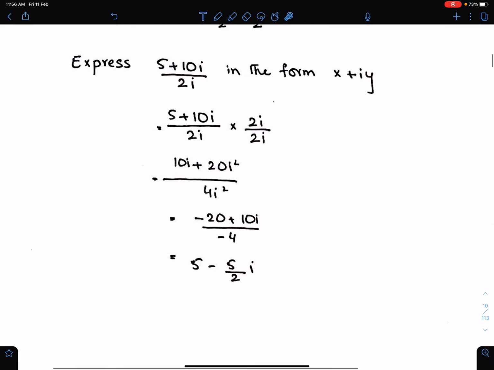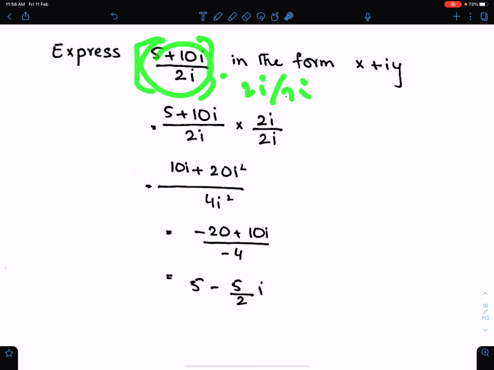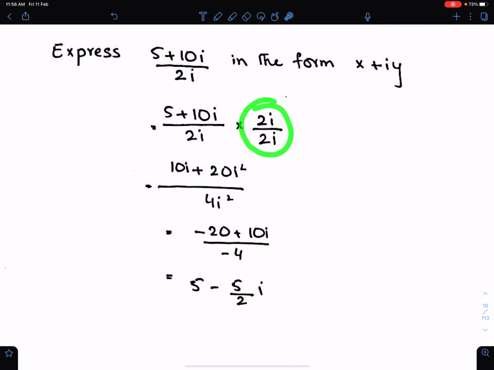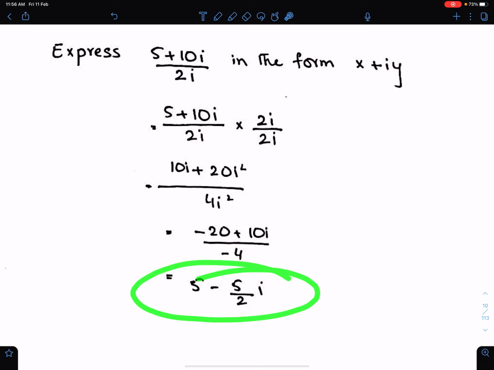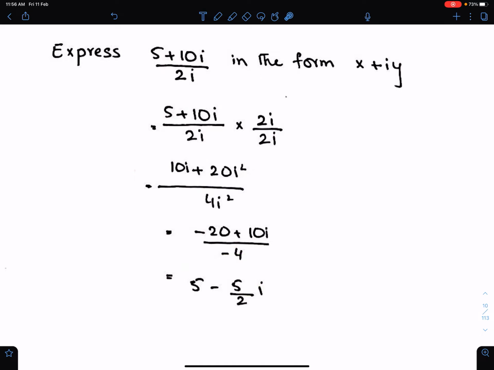Another example. Here you just need to multiply and divide this whole fraction by 2i and 2i. So simplify this and this. So this is the answer in this form. So this is the way to do rationalization in complex numbers.